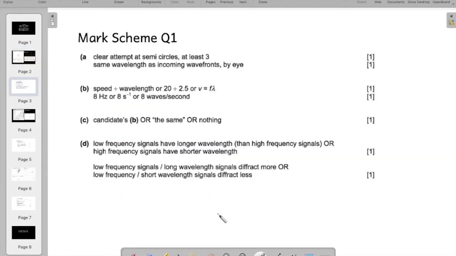Let us look at the mark scheme as well. Low frequency signals have longer wavelength. This will fetch you 1 mark. Or you can also say higher frequency have shorter wavelengths, other way around. Either of the things you can mention. So therefore, low frequency signal, longer wavelength signal, they diffract more. 2 points, 2 marks. Alright, so question number 1 is done.